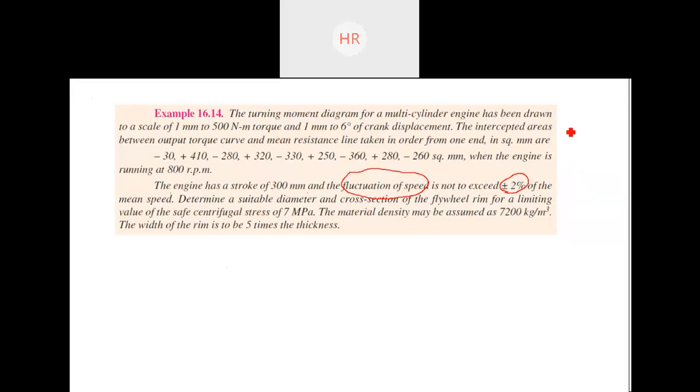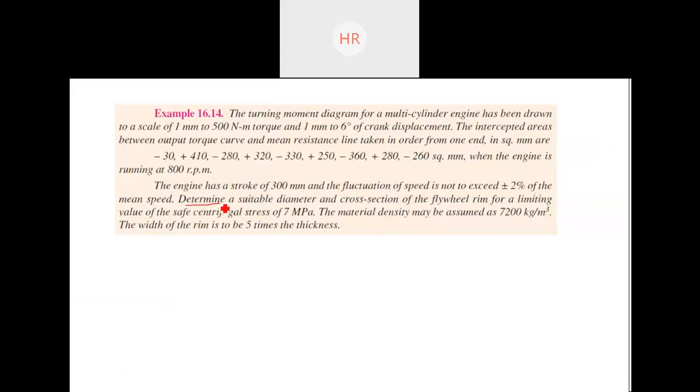so minimum speed will be plus or minus 2% of the mean speed. So minimum speed will be negative 0.02 times omega, and maximum speed omega 2 will be plus 0.02 times omega. So you are indirectly given the coefficient of fluctuation of speed.